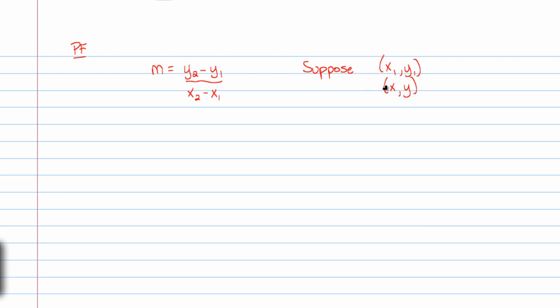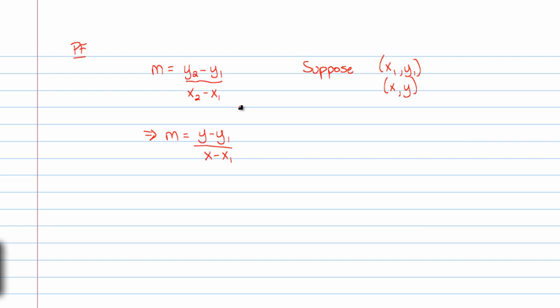So we have these 2 points, and I want to find the slope between these 2 points. Well, I'll just leave the position of x1 and y1 here, but instead of x2 and y2, I'll replace it with x and y. So this implies that we have m is equal to y minus y1 over x minus x1.